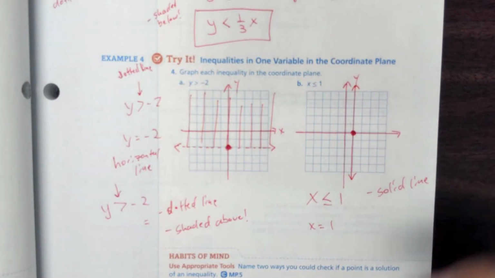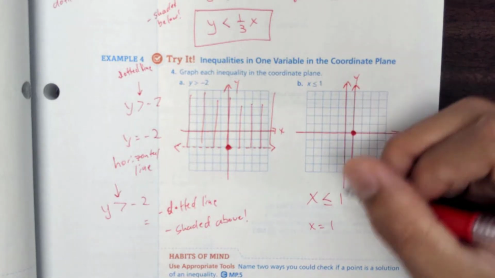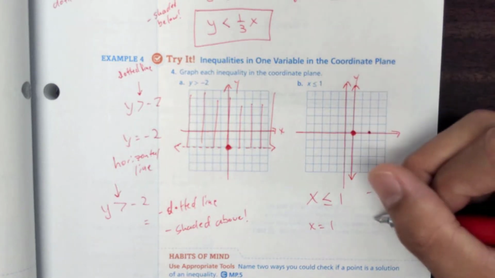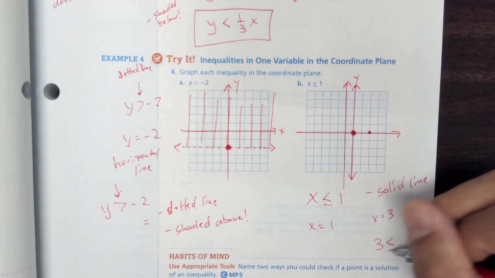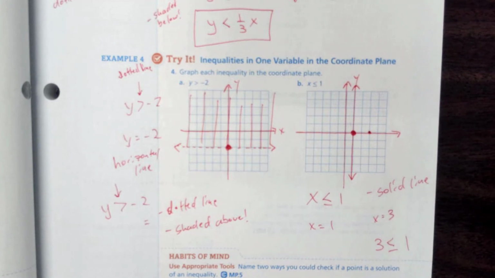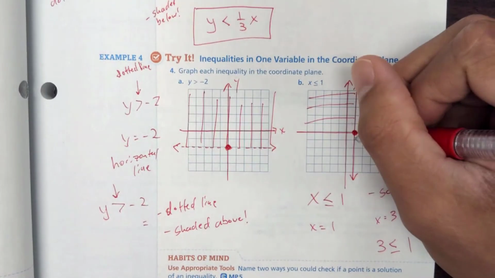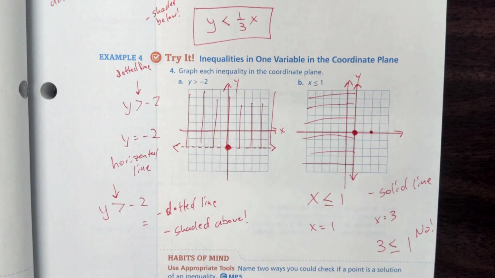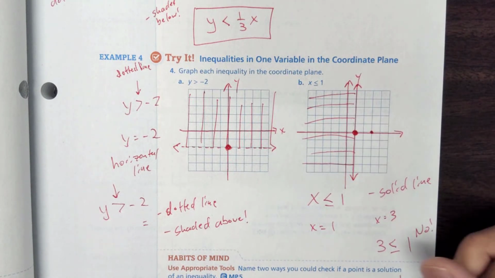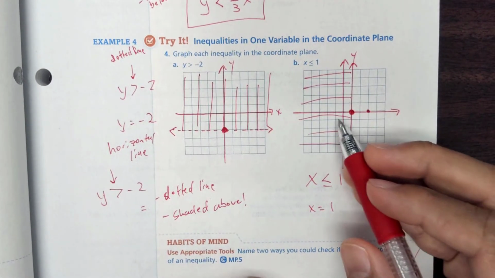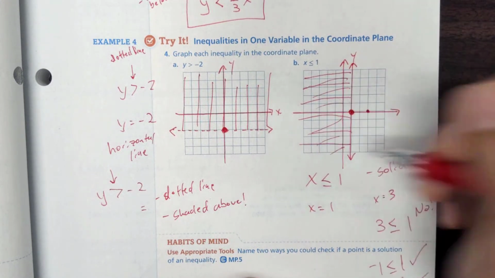And I'm not sure where the above and below goes. Well, I know that I'm going to test a point. So I'm going to try x equals 3 here. Is 3 less than or equal to 1? No, it's not. So we're going to shade the opposite direction, this way, away from that answer. Because let's say I chose like a -1. -1 is less than 1 for sure, so that makes sense. So that is included in the solution. So I'm going to shade towards the solution.